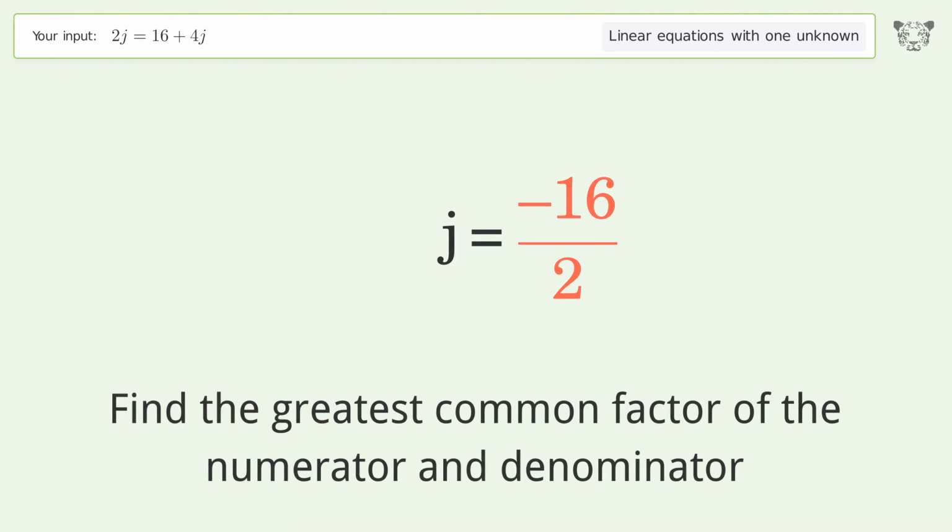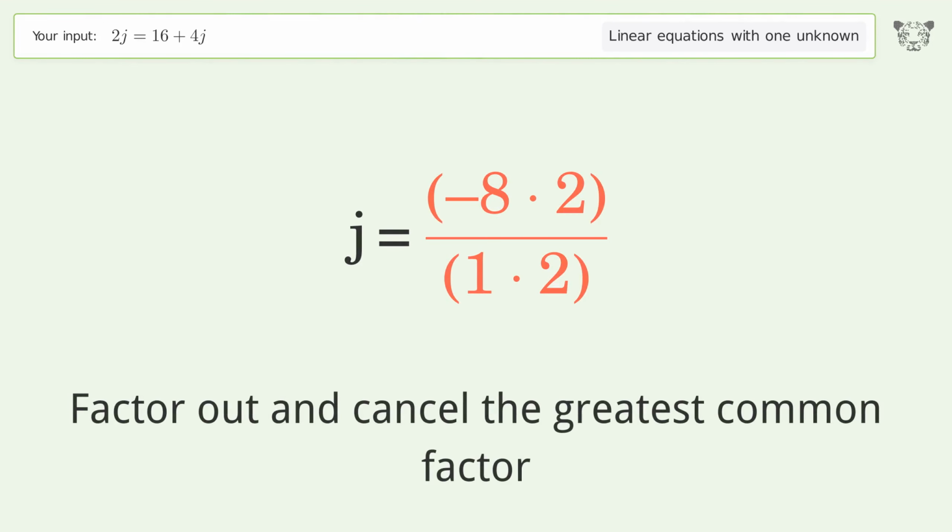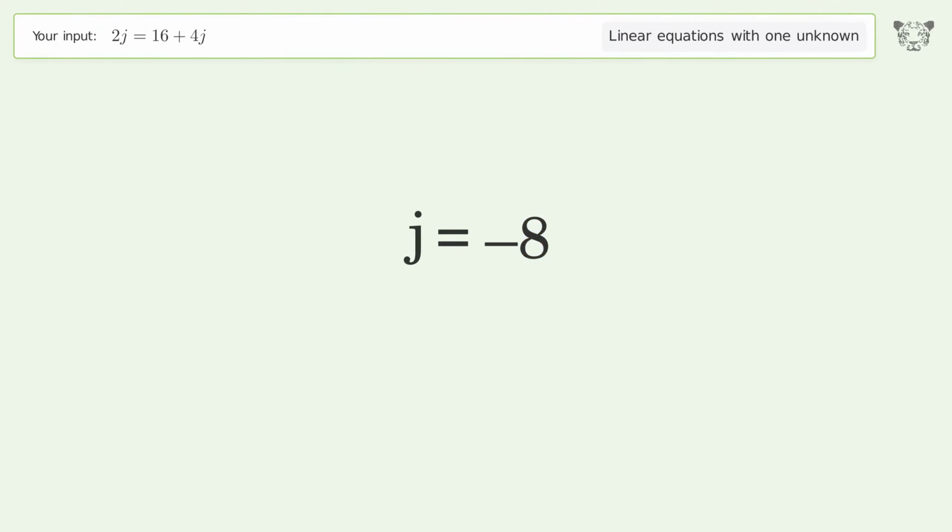Find the greatest common factor of the numerator and denominator. Factor out and cancel the greatest common factor. And so the final result is j equals -8.